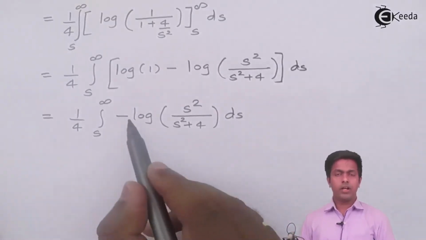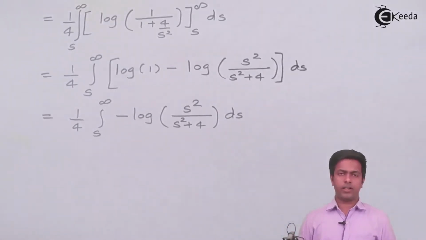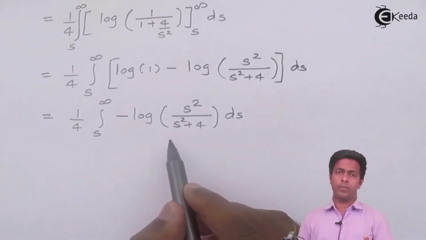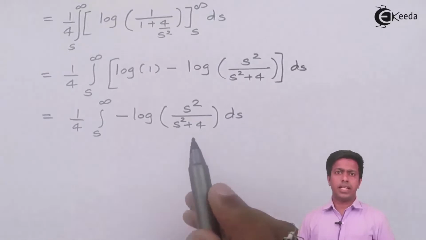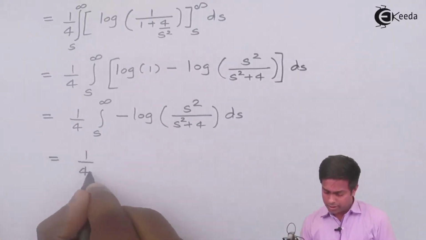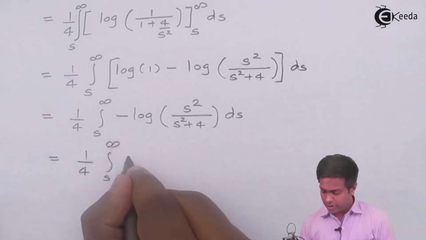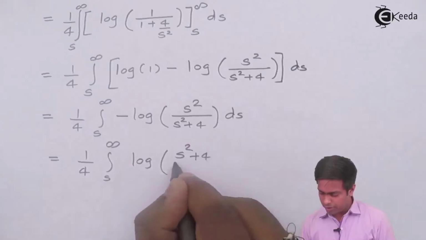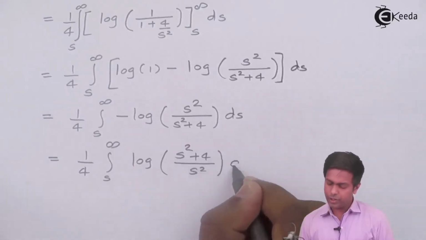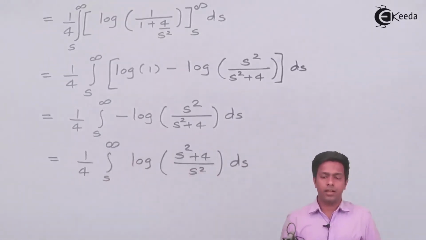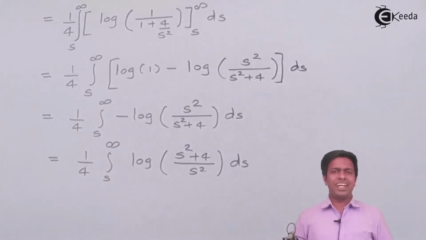And here, if I use the property of logarithm, that is negative log of a by b is equal to log of b upon a. So it means that will become positive. So this is nothing but 1 by 4 integration s to infinity log of (s square plus 4) upon s square. So I have interchanged numerator and denominator, and I have eliminated the negative sign. Now we have to again integrate this log term with respect to s.